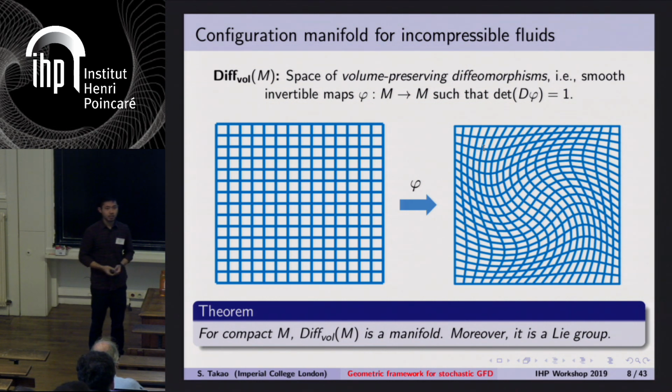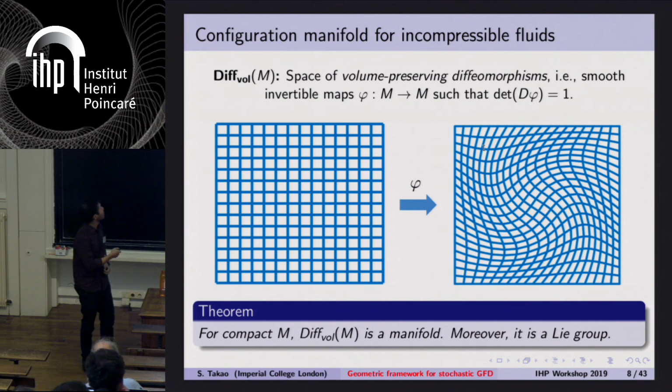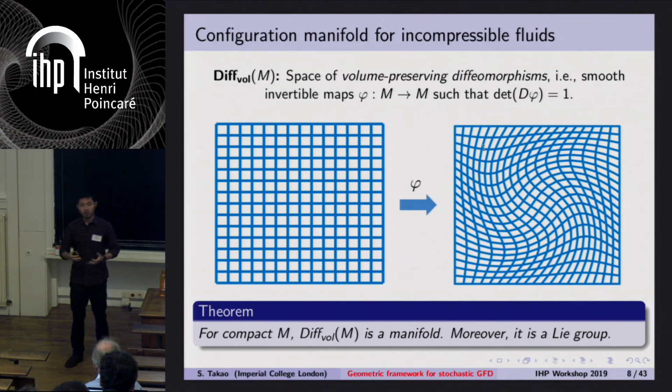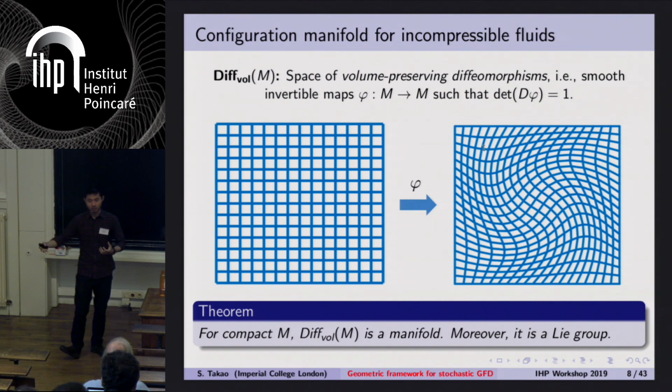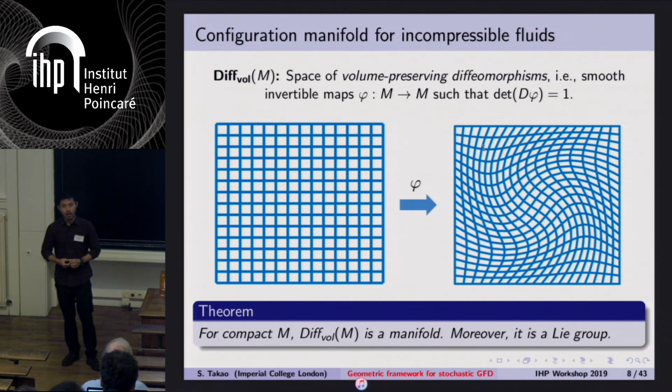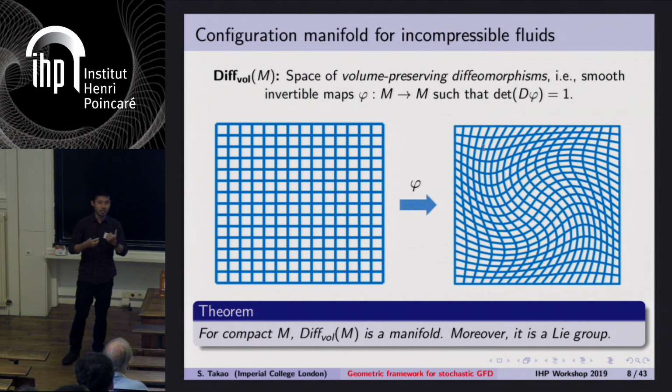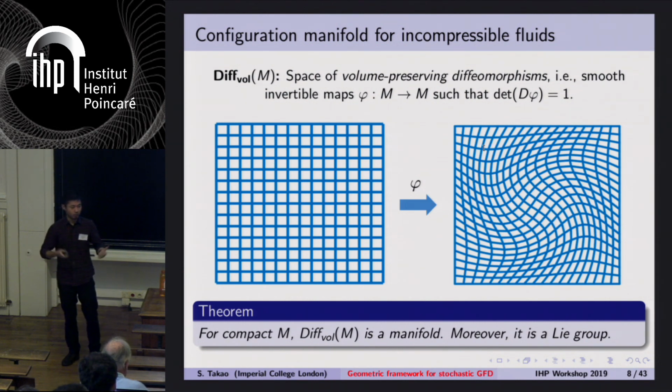The nice thing about this space is that if your underlying manifold M is compact, then the volume-preserving diffeomorphisms on this manifold form a manifold. So it's an infinite dimensional manifold. And moreover, it's a group, by defining the group action as the composition of diffeomorphisms. You have the identity diffeomorphism, which does nothing, and two diffeomorphisms you compose together give you a diffeomorphism. And for any diffeomorphism, you have an inverse diffeomorphism. So this is a group as well.